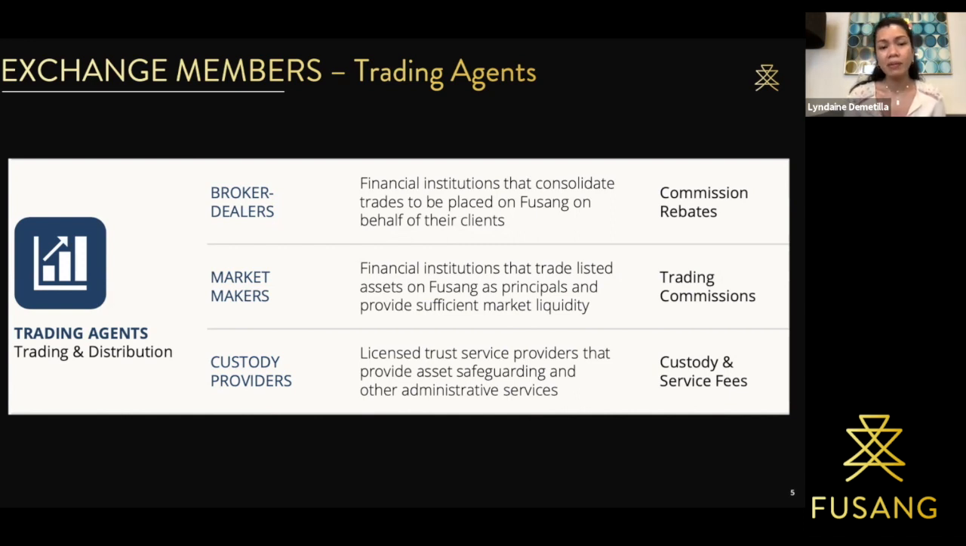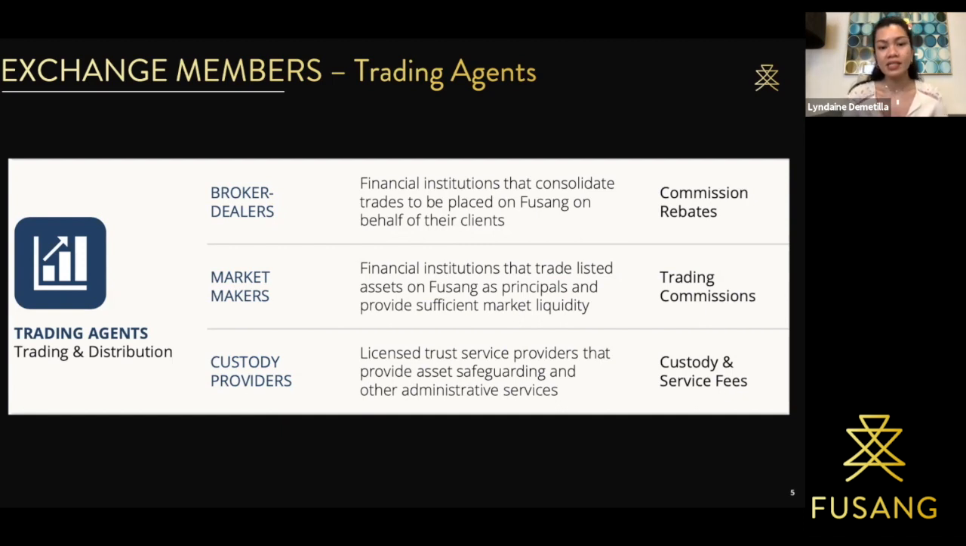Second, for primary market issuance, placement commissions are the major fee type. Trading agents are motivated to earn this fee type. For secondary trading, pretty much similar to what I said for the first one, in terms of revenue split with the members for trading commissions earned from the trades.